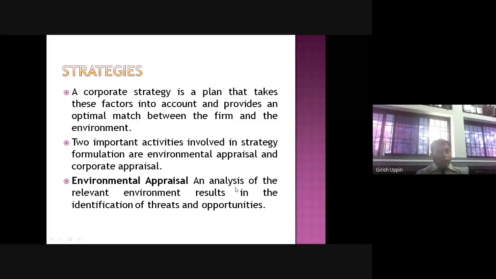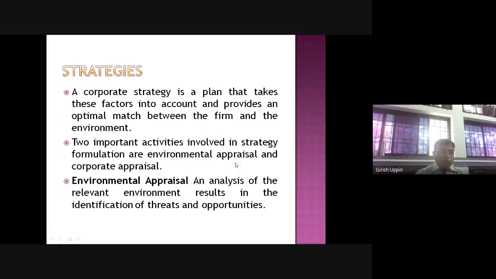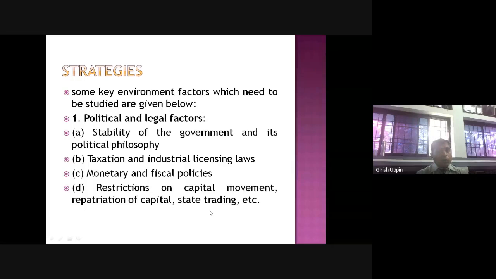Environmental appraisal, an analysis of the relevant environment, results in the identification of threats and opportunities. So you will perform the analysis of the environment, and you will identify what are the threats and what are the opportunities. Some key environment factors which need to be studied are given below. So as an environment, we need to understand what are the threats and opportunities.